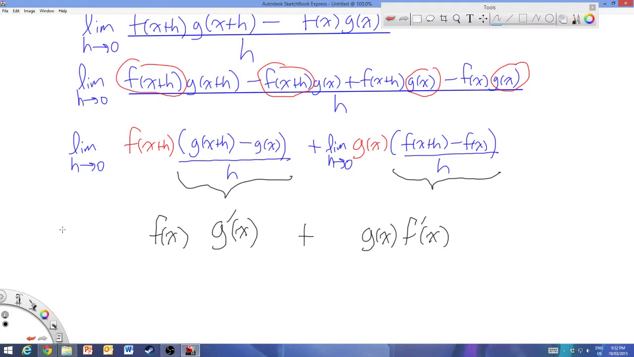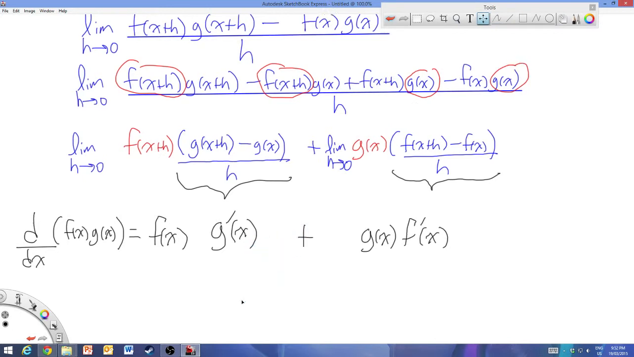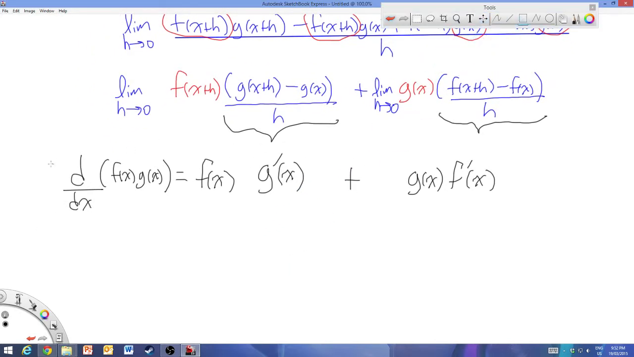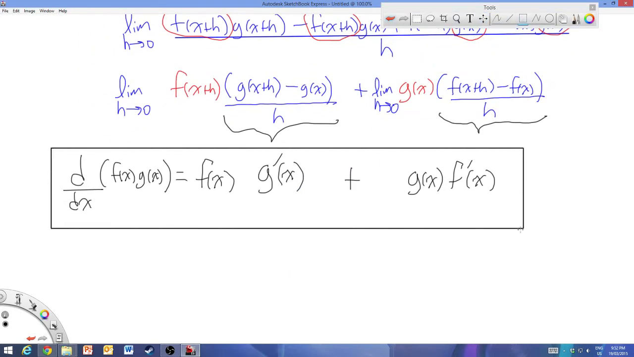And lo and behold, this is what the derivative of f of x times g of x happens to be. This wonderful equation here, this is the product rule of derivatives. I'll just refer to it as product rule as we work through this chapter.